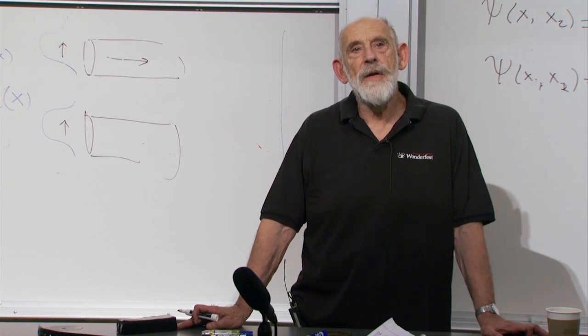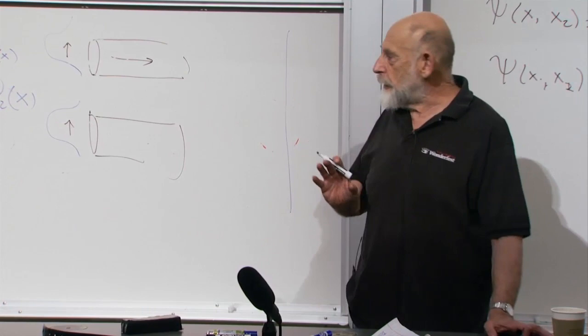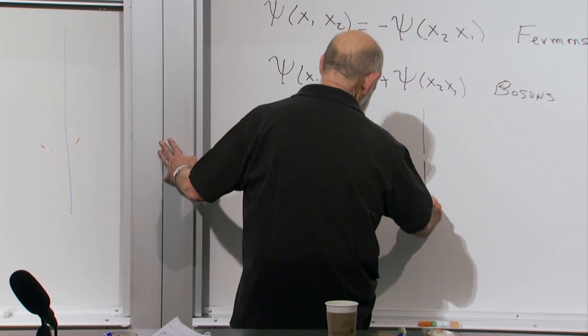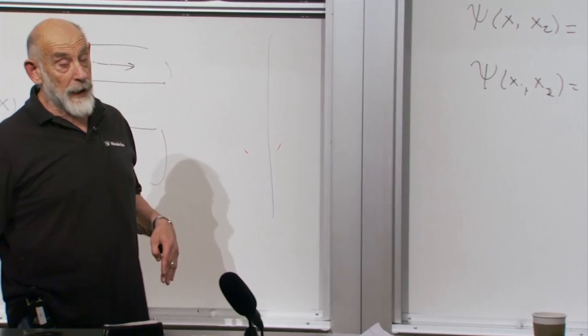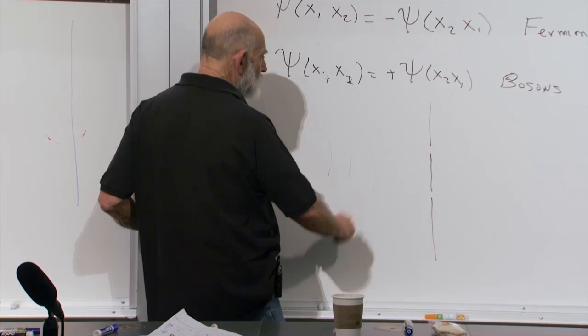You better go back to the two-slit experiment, because this is exactly the same as the two-slit experiment. You can do it for electrons and for photons. The wave function comes. It either goes through this hole or this hole, but you don't look.